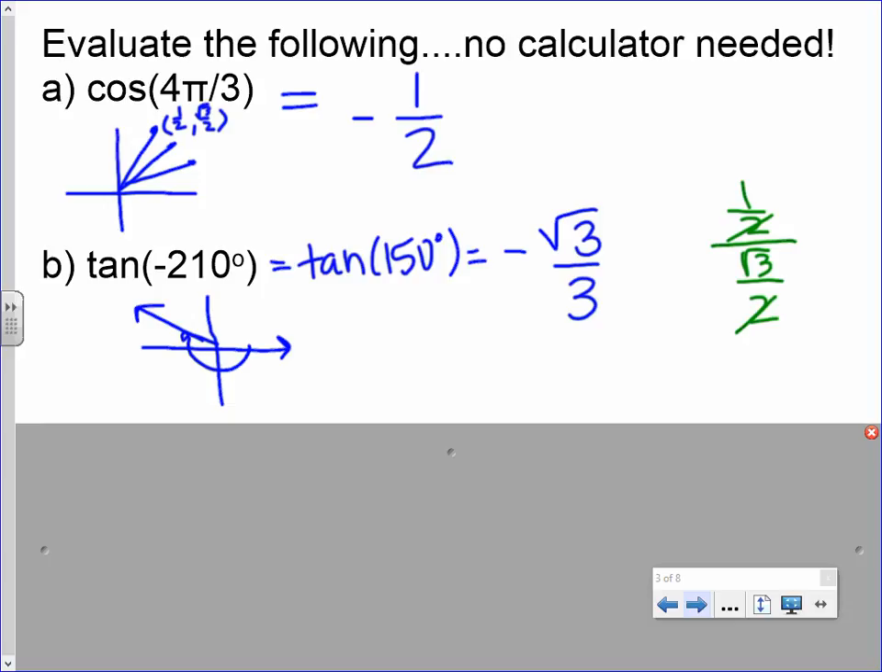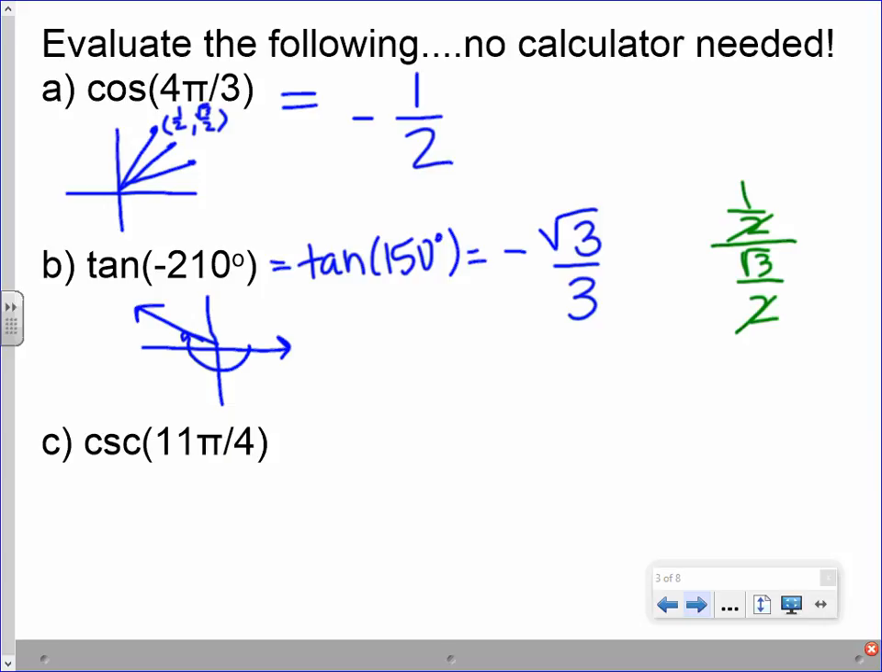Okay. Next one. Cosecant of 11 pi over 4. You got it? The more you know the unit circle, the more comfortable this is.